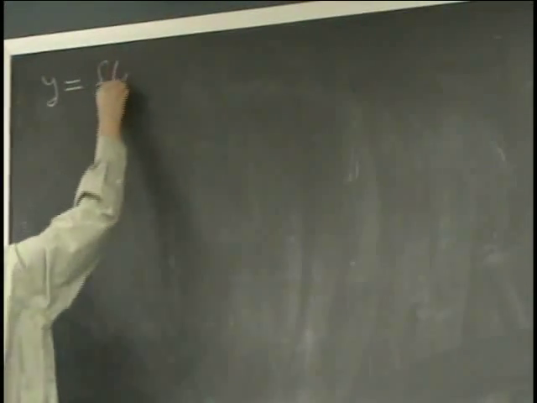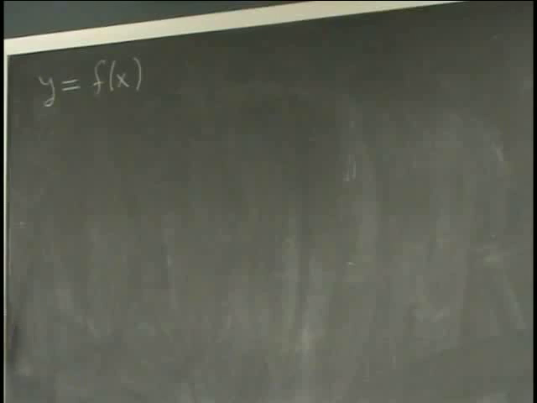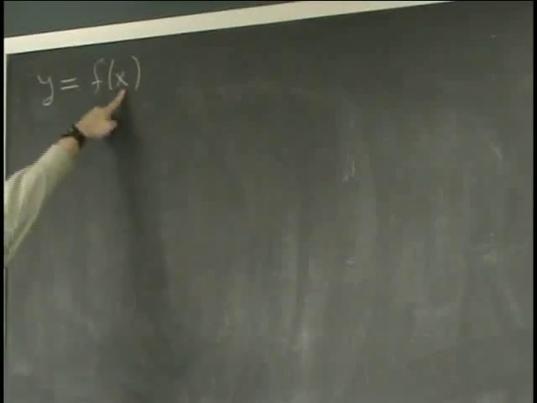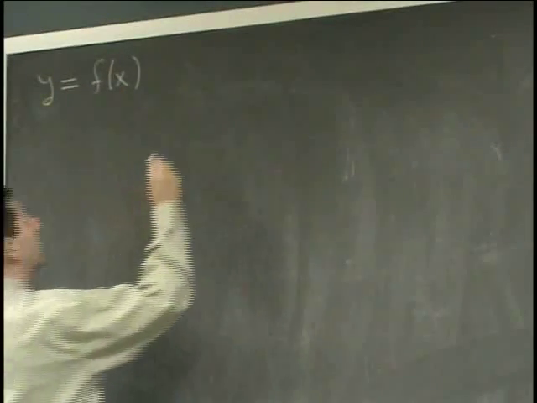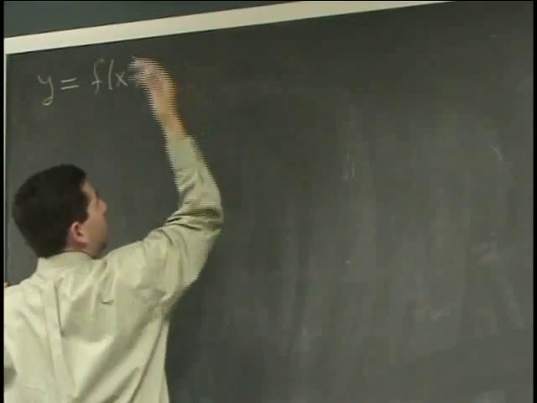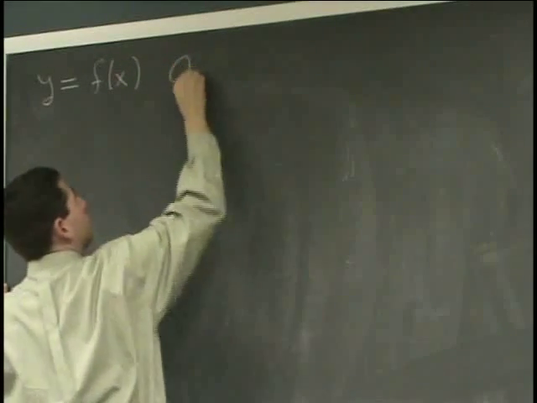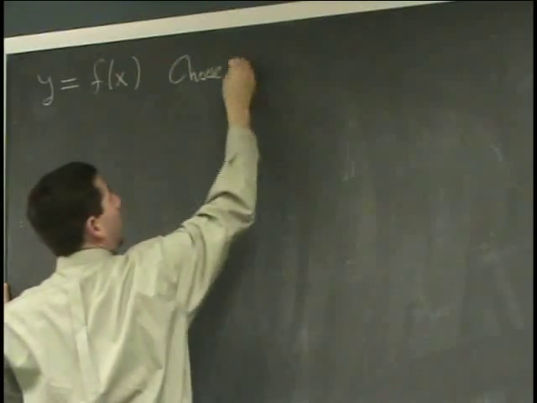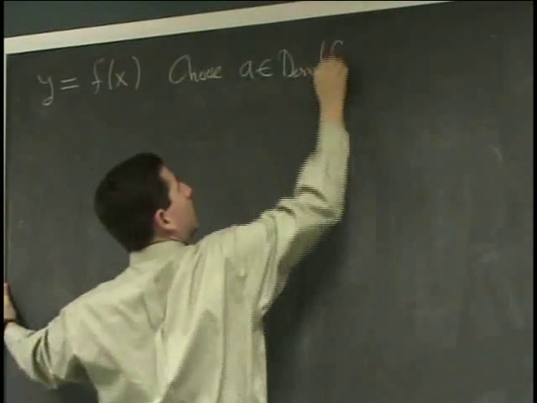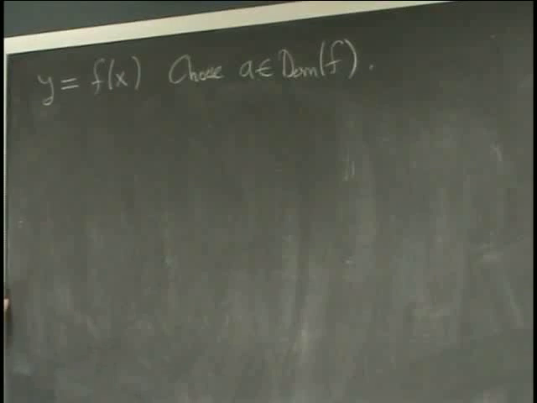All right, so let me just set up a little notation. I have a function, f, and I write y equals f of x, which is kind of the standard way to write these things. So if I put in x, then I get out y. And let's say I'm going to choose some point A in the domain of my function.